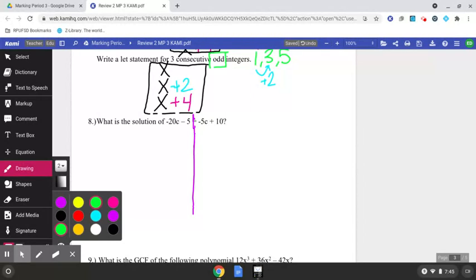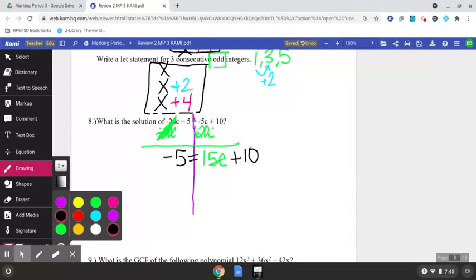So I'm going to take the negative 20c because it's smaller than negative 5c, and I'm going to add it to both sides. So I'm going to add 20c to both sides of this equation. So a negative and a positive 20c, they cancel each other out on this side, leaving me with a negative 5 equals, now negative 5c plus 20c is going to be 15c, and then my plus 10 comes down.